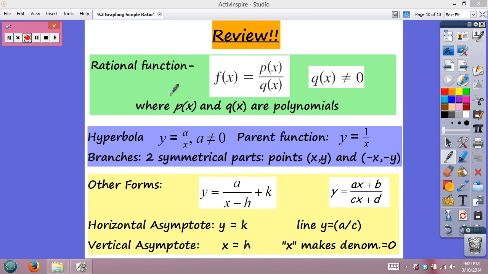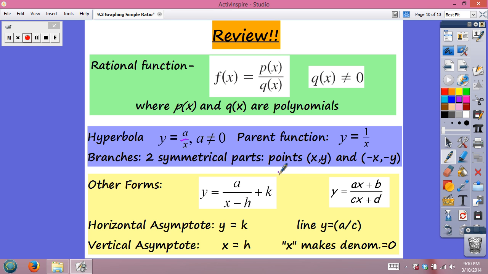So a quick review here. The rational function, remember, is y equals, or f of x equals, p of x over q of x, where p of x and q of x are polynomials. Q of x can't be equal to 0. The hyperbola is the parent function y equals 1 over x, or y equals a over x, where a is the stretch and that can't equal 0. And the hyperbola is the two symmetrical parts with the points of pairs x, y and negative x, negative y.